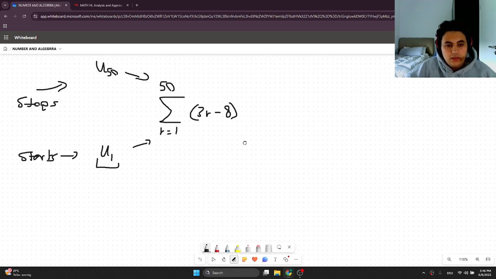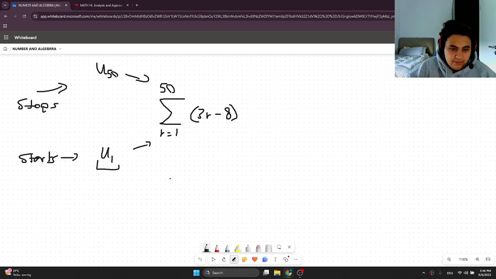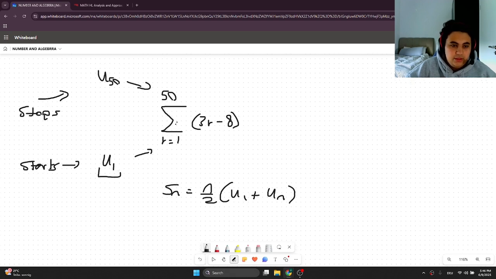Cool. So, to find the sum of all these terms, we do Sn is equal to n over 2 multiplied by u1 plus un, right? But we don't actually know what u1 and un are, yeah? This is hinting at the 50th term, and this is hinting at the first term, but we don't know what they actually are. So we're going to use this nice little guy over here in order to find out, yeah?